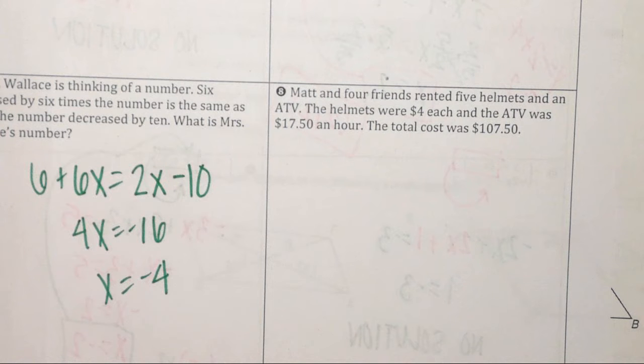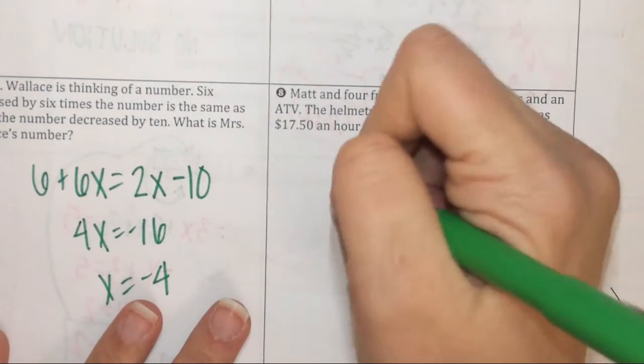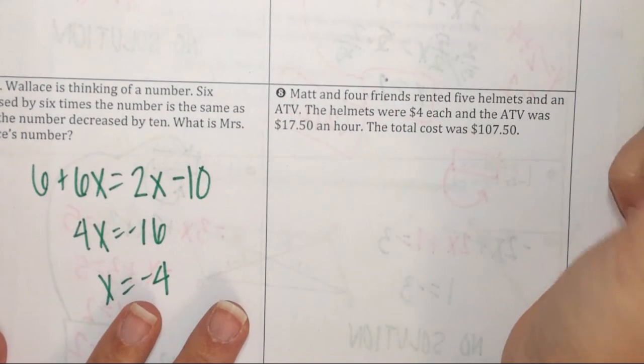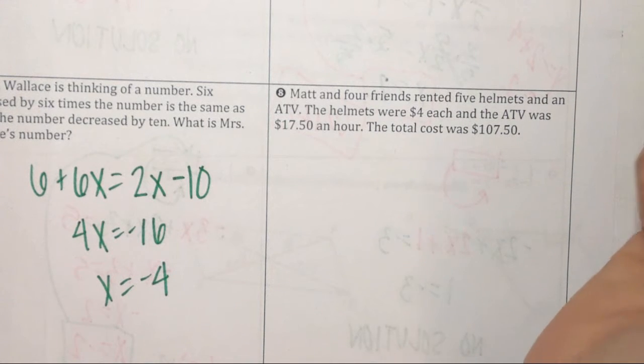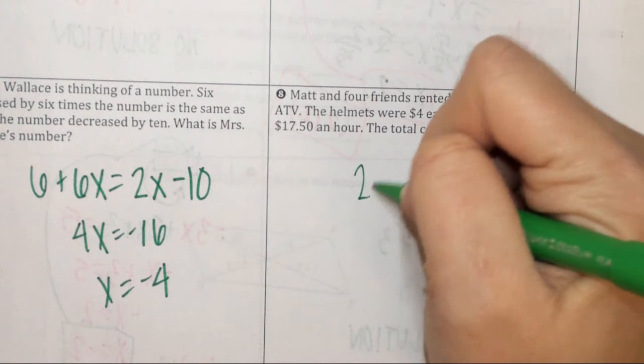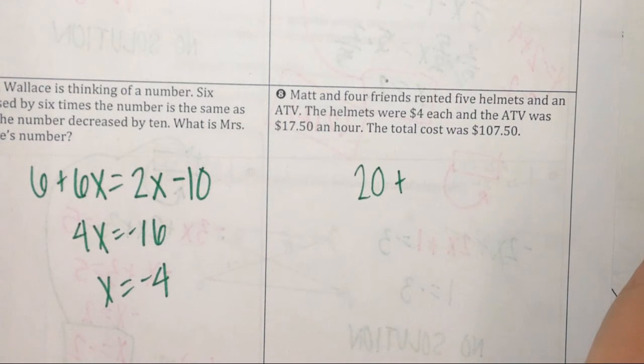Matt and 4 friends rented 5 helmets and an ATV. At least they have helmets. The helmets were $4 each. Okay, so $4 each, and they rented 5, right? So how much total for the helmets? 20 plus what?